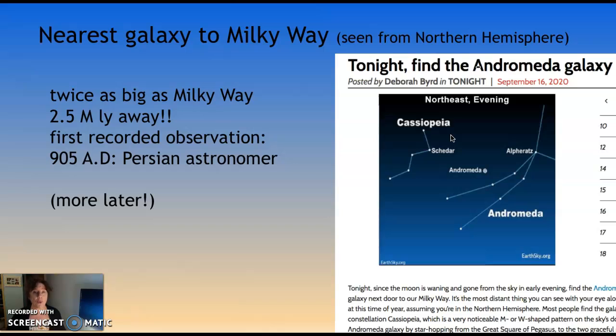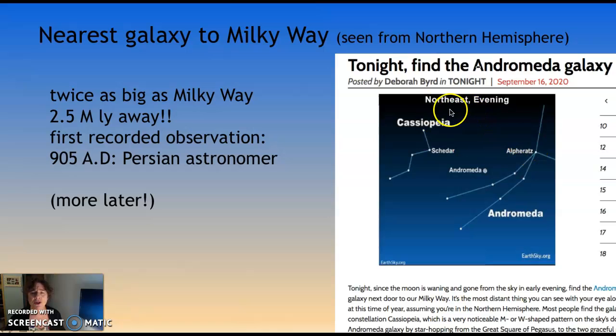Now, if you would like to see the nearest galaxy to our Milky Way galaxy, we actually have a good view in September of the Andromeda galaxy, which in the northern hemisphere is our closest galaxy, the one that we can see with the naked eye. And you can see that by looking in the northeast in the evening on a moonless night. September 16th is going to be a really good time for that. Let's hope for a cloudless night.